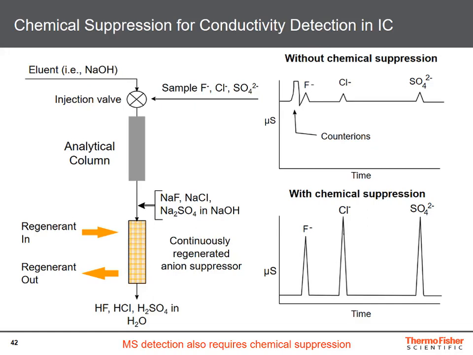Those suppressors are extremely important whenever we use conductivity detection, but today also for mass spec detection, where I have the same problem. The electrolytes used for the separation cannot be directed straight into the ion source of a mass spectrometer. Therefore, suppressors today are also of utmost importance whenever I hyphenate chromatography with mass spec detection.